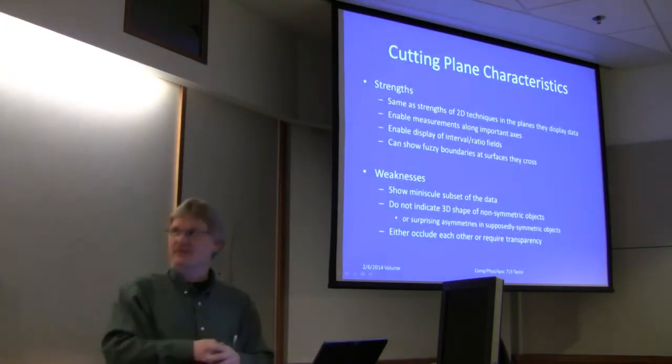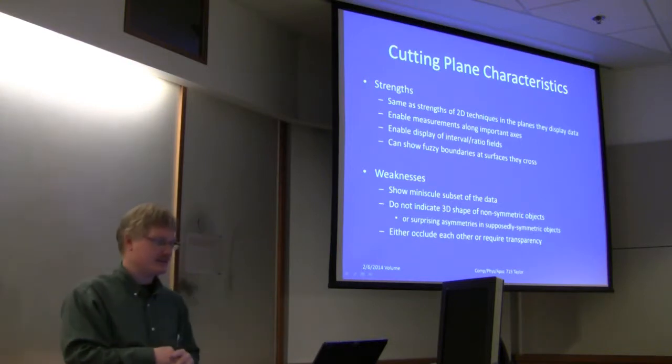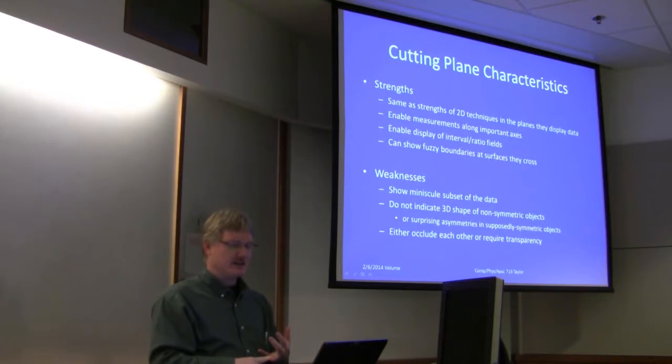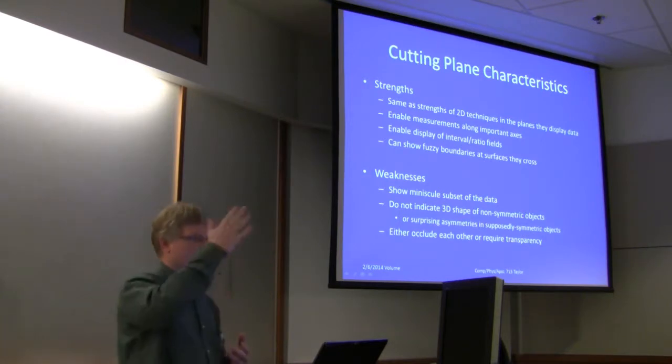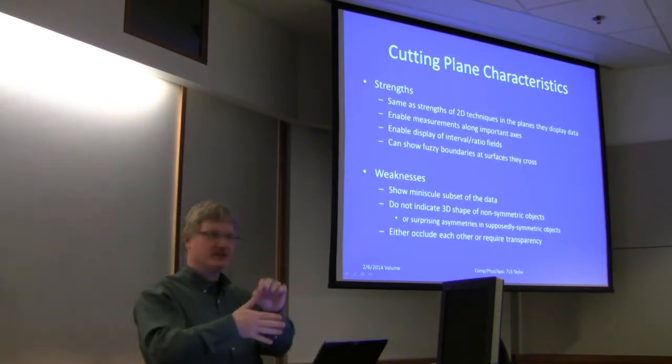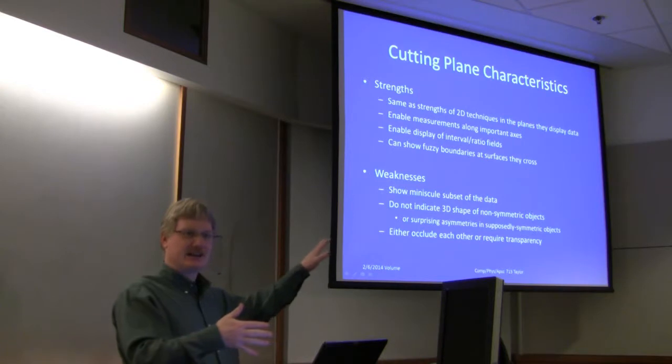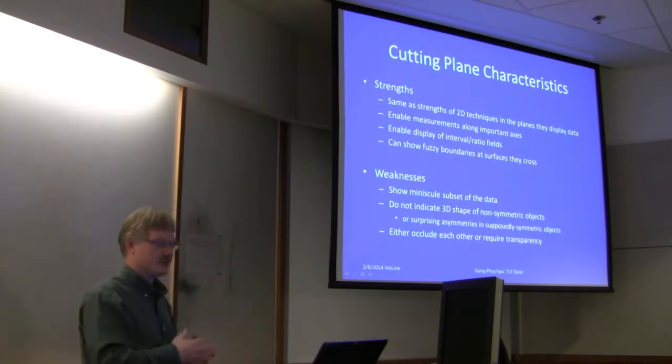So the strengths are the same as the 2D techniques on the data that they display. You can look at important axes. You can see interval and ratio fields if you use contours, if you use some height fields on the resulting thing. And if you're crossing a surface, you can see fuzzy boundaries there, right? This is something that other techniques like isosurfaces later won't be able to do.